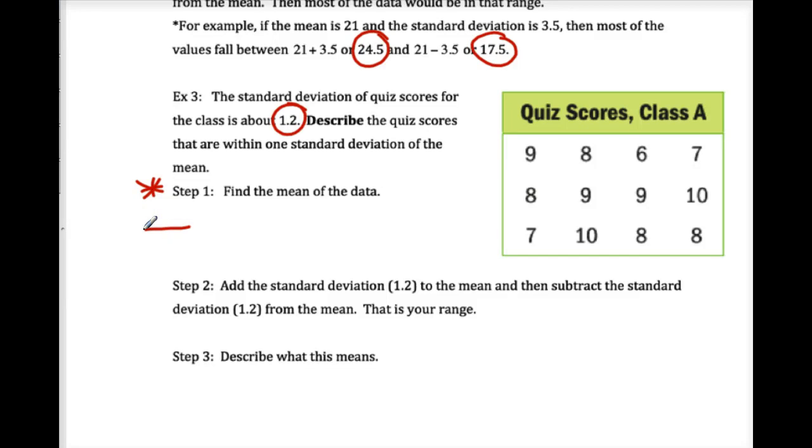The sum is 99, and there are 12 scores, so we're going to divide by 12. Somebody verify that the sum is 99. It's 99. Everybody divide 99 by 12. 8.25.